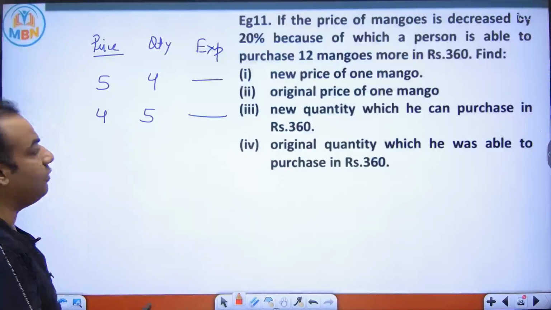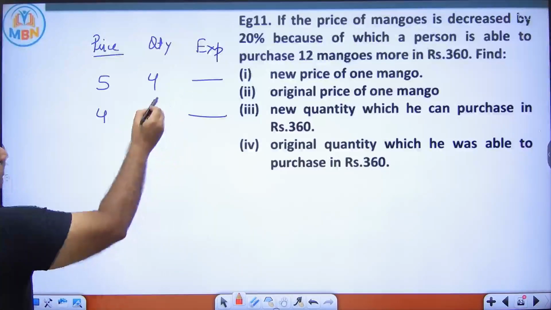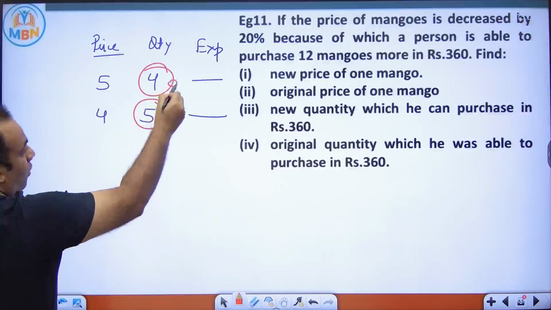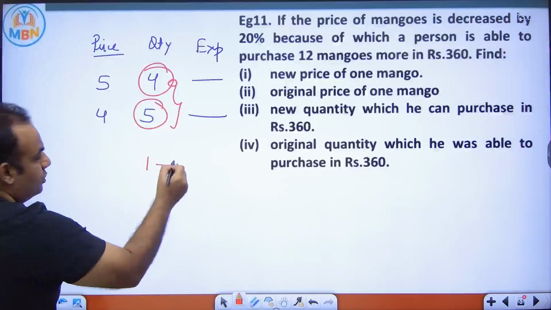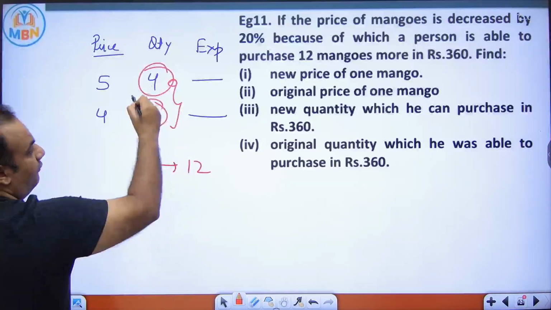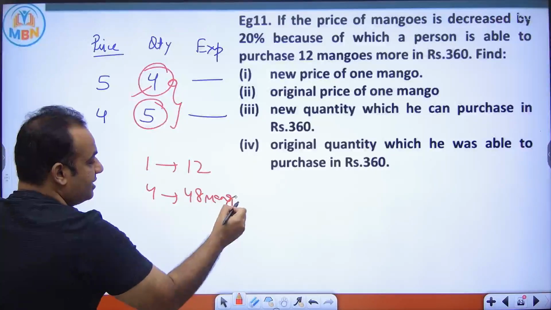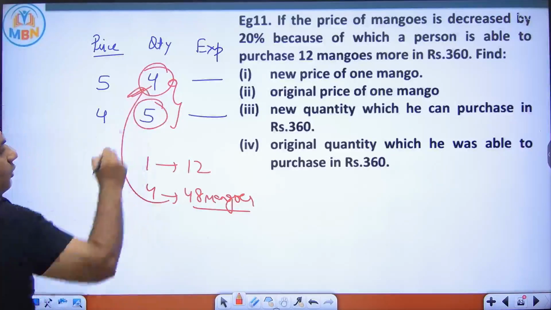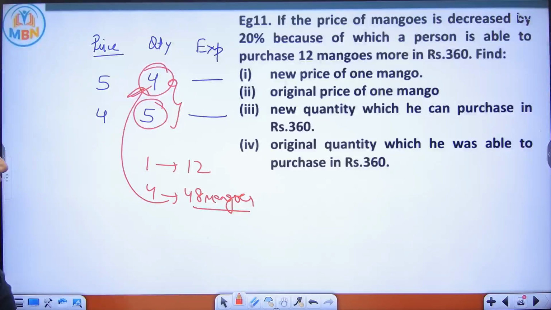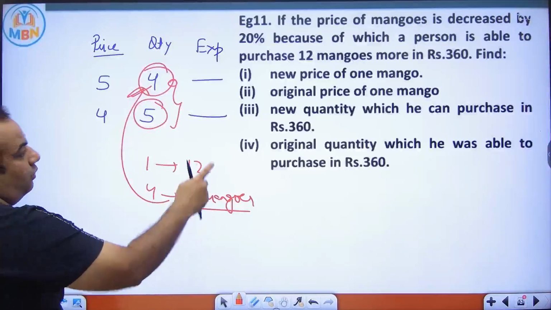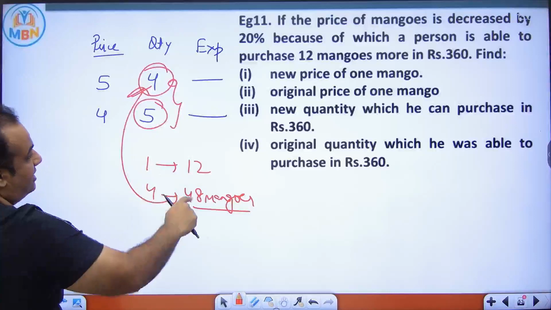Now, it is given in the question that a person is able to purchase 12 more mangoes. So, 1 quantity is equivalent to 12. So, if 1 unit is 12 mangoes, then 4 units is 48 mangoes. So, this is the original quantity. Okay. So, the question is, what is the new price of 1 mango?